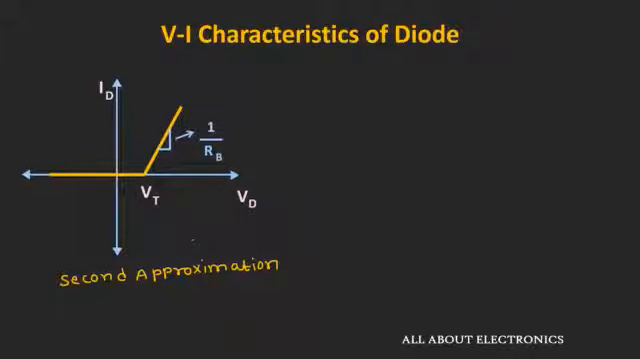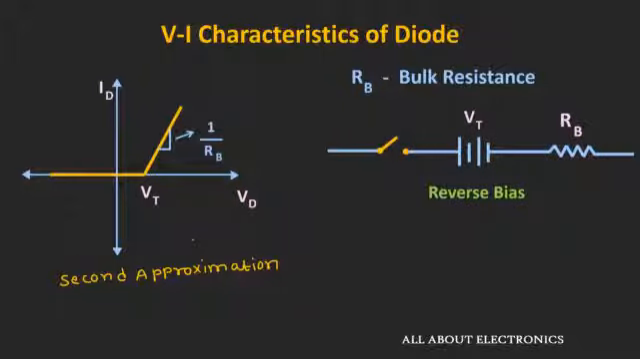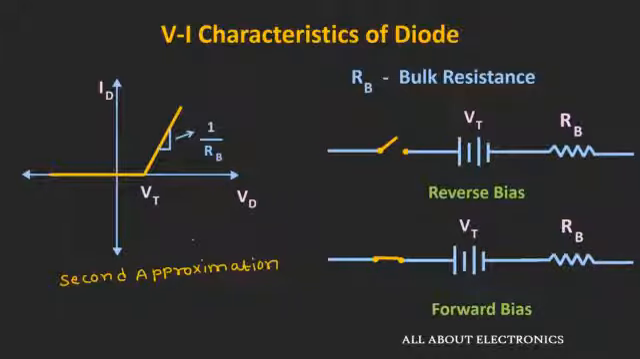So up to the threshold voltage, the diode will offer infinite resistance, or simply it will act as an open switch, and then after that it will provide some finite resistance, and that resistance can be found from the slope of this curve. So this resistance is also known as the bulk resistance or the body resistance. This is the resistance that is offered by the semiconductor material out of which this diode has been made. So now let us see the equivalent circuit for this second approximation. Whenever the diode is reverse biased, in that case it will offer infinite resistance, or we can say that it will act as an open switch. But whenever the applied voltage crosses this threshold voltage, in that case it will offer some finite resistance RB, that is the bulk resistance of this diode.